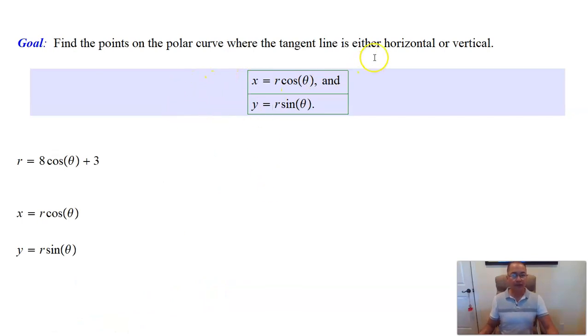Okay, so to find those points where the tangent line is either horizontal or vertical, we are going to need the conversion formula to go from r theta to x and y. So basic trig, the x coordinate is r cosine theta, the y coordinate is r sine theta. Easy enough to remember. All right, our curve is r equals 8 cosine theta plus 3. So to get x and y, we simply replace r with this. So cut and paste, use parentheses, and like so. Okay, so that gives us x and y.